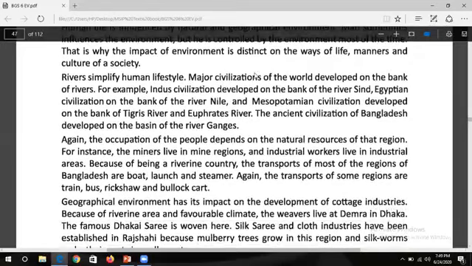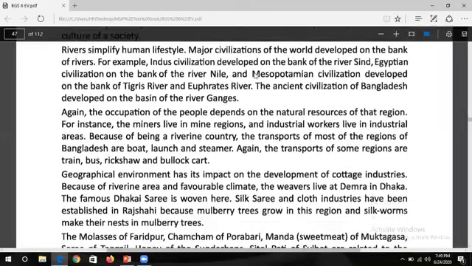Again, the occupation of the people depends on the natural resources of that region. For instance, the miners live in mine regions, and industrial workers live in industrial areas. Because of being a riverine country, the transport in most regions of Bangladesh is boat, launch, and steamer. Again, the transport in some regions is train, bus, rickshaw, and bullock cart.